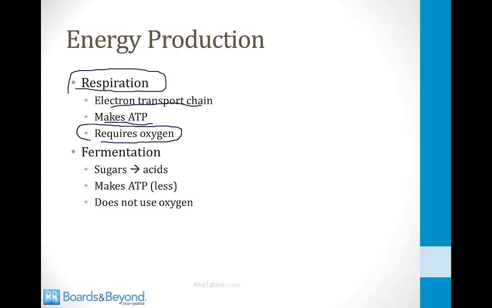The other way to make ATP is called fermentation. This is where sugars are turned into acids. It does make ATP, but it makes less than respiration. But importantly, it's anaerobic. It does not use oxygen. And many bacteria and yeast use fermentation in order to generate ATP.